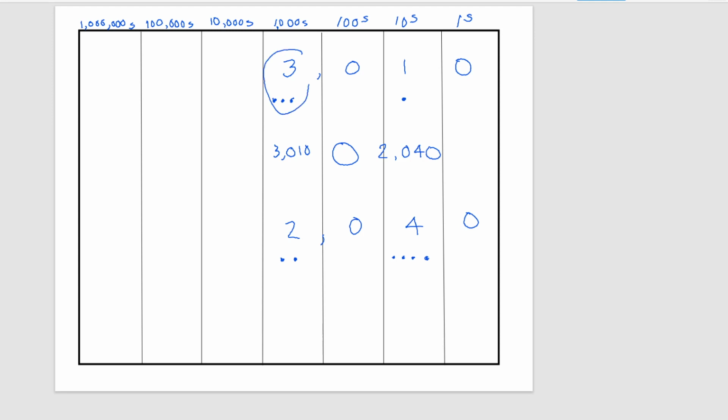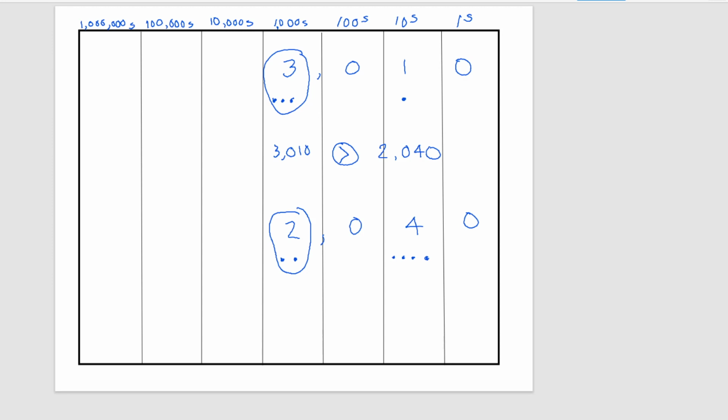And we see in the first number we have 3,000s, and in the second number we have 2,000s. So regardless of what comes after this, if we have 3,000 in the first number and 2,000 in the second number, the first number automatically has to be greater than the second number. So we would say 3,010 is greater than 2,040.